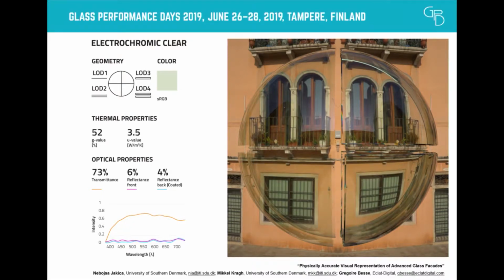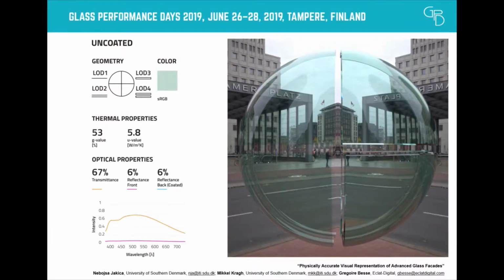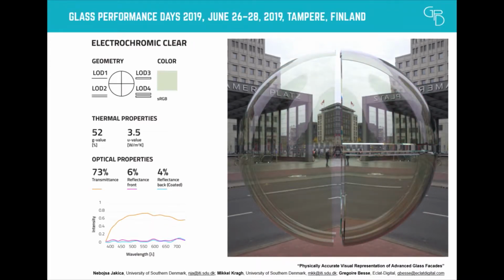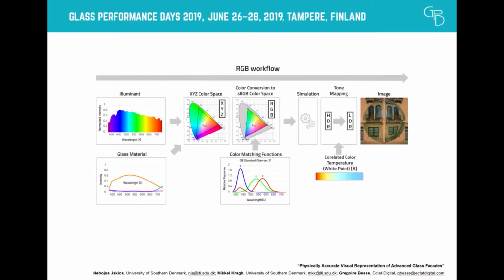And this is the clear state of the electrochromics, the tinted state of electrochromics, then the same samples just run over the cloudy sky, and there is a different perception of the same glazing. So these samples should be tested under different lighting conditions to get the range of possible color representation of the same glass. Also, this is the RGB workflow that I mentioned.